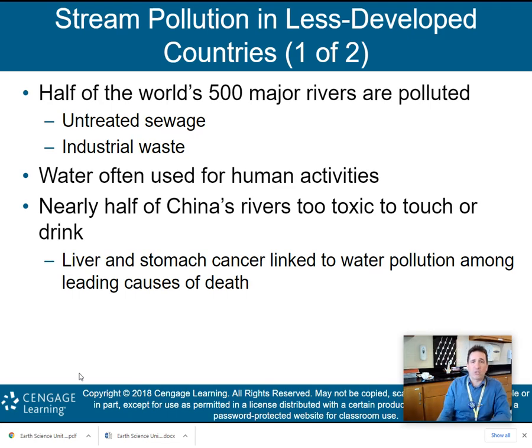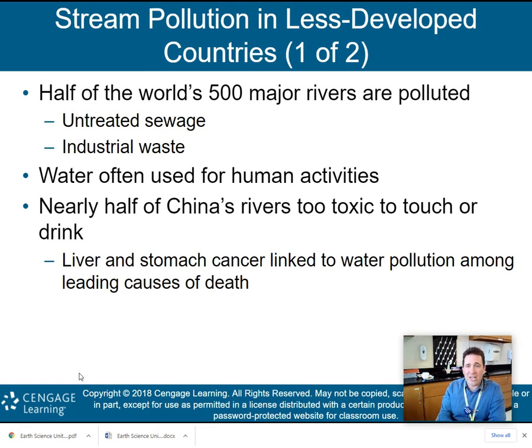So half of the world's 500 major rivers are polluted by untreated sewage and industrial waste. Unfortunately, in our underdeveloped countries, water is most often used for human activities. So while you and I are not going to go down to the Sawmill River to get our water and to clean our clothes, in many other underdeveloped countries, that's where they go. They go to the river to take their baths, to clean their clothes, all right, to get water to drink.